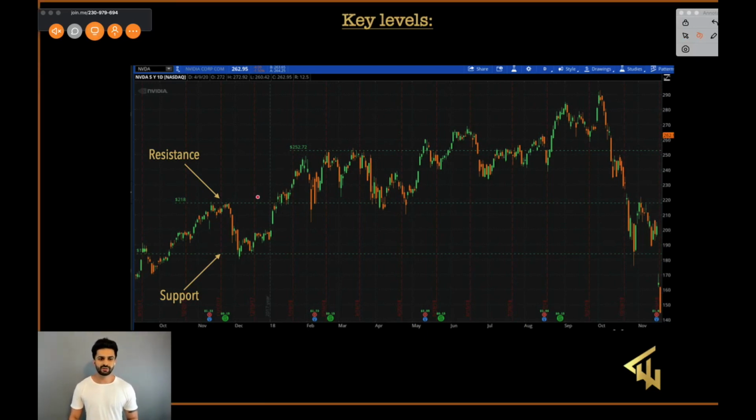Now, this is NVIDIA's daily chart, right? So each candle basically represents a day's information. If we look right here, we have support at the 185 mark. What we are looking for whenever we are setting these key levels is which price mark the price has tested multiple times. So 185, if you look here, has been tested one, then two, three, four, five times. This is telling us that this is a very, very strong key level.